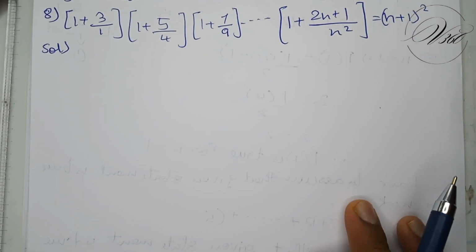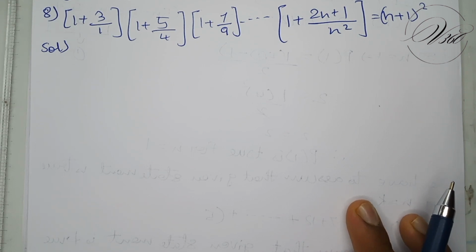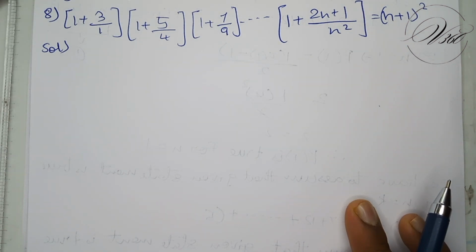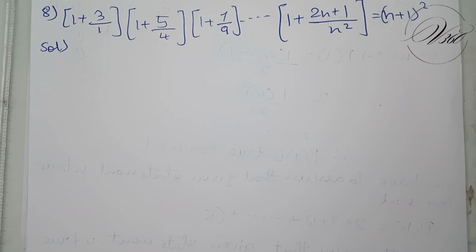Now we are in the 8th question, that is (1 plus 3/1)(1 plus 5/4)(1 plus 7/9) up to (1 plus (2n plus 1)/n square) is equal to (n plus 1) whole square. So we'll solve this problem now. I have talked about it already. Now we'll solve the question.